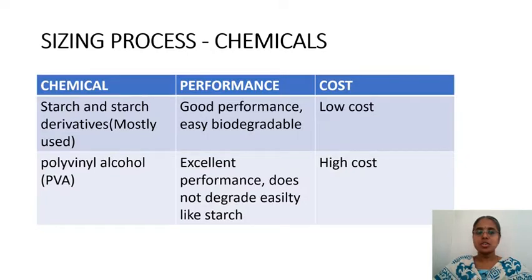So as we saw, the two main ingredients are starch and PVA. Starch has good performance, and it is biodegradable, and it consumes less cost compared to PVA. PVA has a very excellent performance, but it does not degrade easily. Even some traces are found, and the recovery of the starch and PVA is under process. And this PVA is costlier compared to your starch.